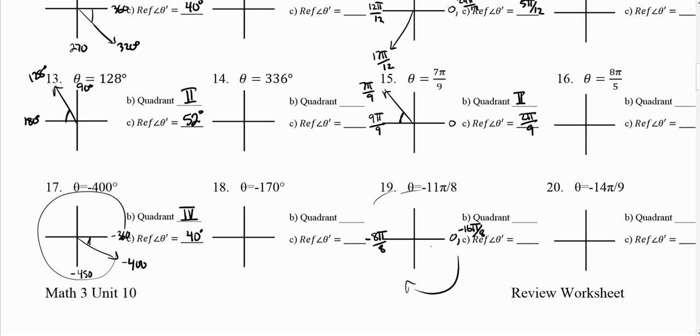And 11 is only 3 away from 8, where it's 5 away from 16. So it's closer to the 8. So the terminal side is going to be in quadrant 2. So here's negative 11 pi over 8. Reference angle is the difference, positive always, between 11 and 8, which is 3 pi over 8.